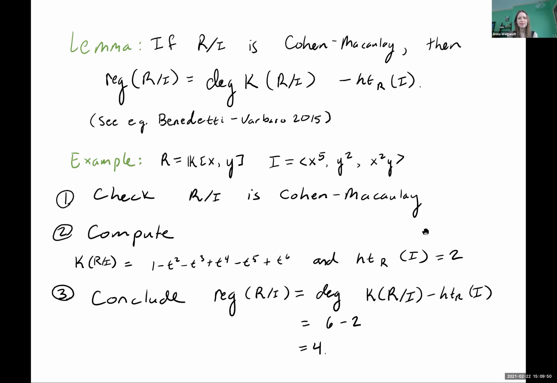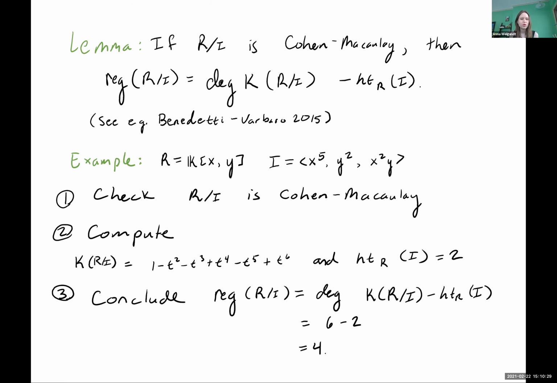Okay. And there's a really handy lemma when your ring is nice enough, when it's something called Cohen-Macaulay, meaning its depth is equal to its Krull dimension, then the regularity can be expressed as just the difference between the degree of the K polynomial and the height of your ideal. Or if you like thinking about varieties instead, you can think about the codimension of the vanishing set of R mod I. And so using this lemma, we can skip knowing about the free resolution and talk about the K polynomial instead when you have a Cohen-Macaulay ring.